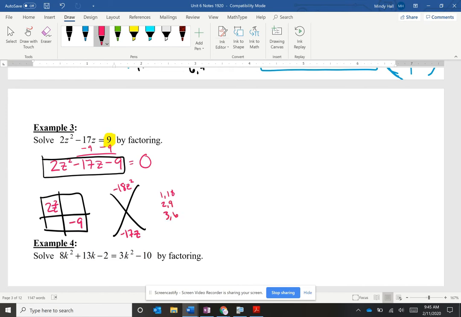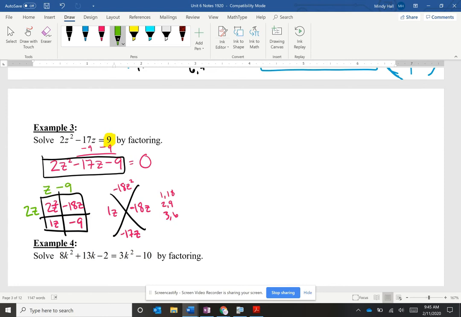So if you think about 1 and 18, we know that one of these has to be negative because this 18 is negative. And because the 17 is negative, I know my bigger number needs to be negative. So we'd have negative 18z. Okay, so we put that in our box and then we factor. So looking at the top row, I can factor out a 2z. When I do that, 2z times z gives me 2z squared. And 2z times negative 9 gives me negative 18z.